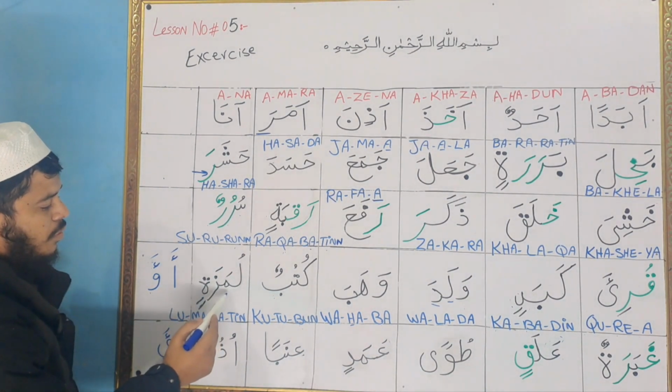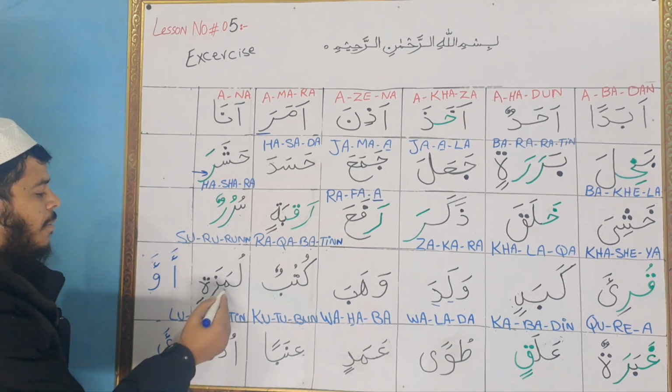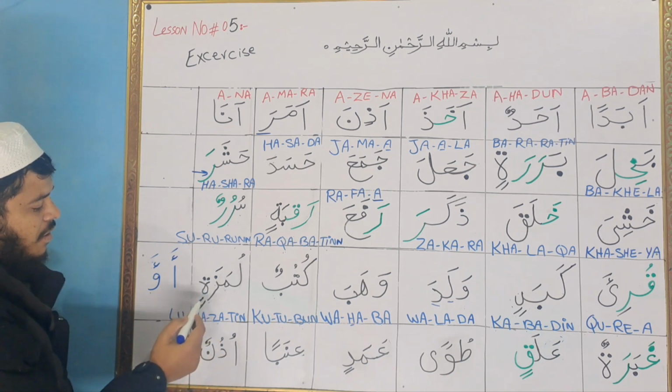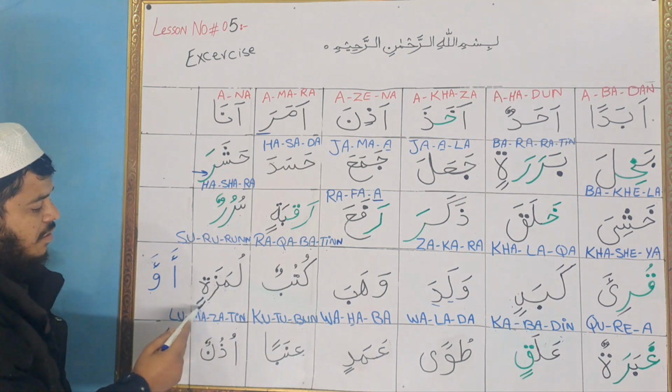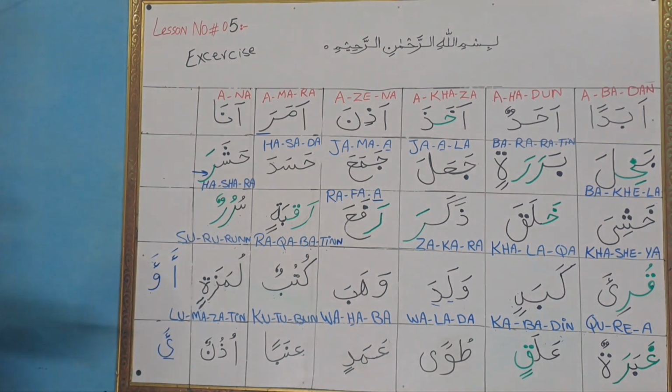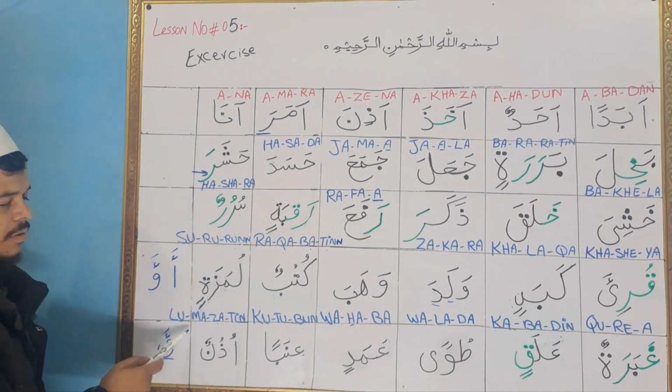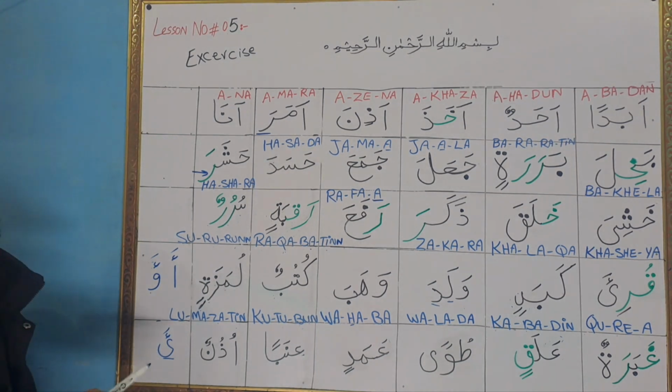Lam, dhamma, lu. Mim, fatha. Ma. Za, fatha. Za. Ta, two kasras. Tin. Lumazatin. So basically some people read it double kasra, sometimes kasratain, sometimes two kasras, okay, but you have to remember how it will sound like, and that's it. It depends, whatever is easier for you, you can call it.